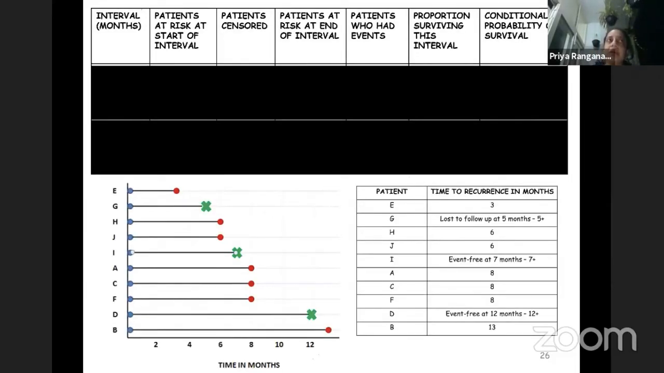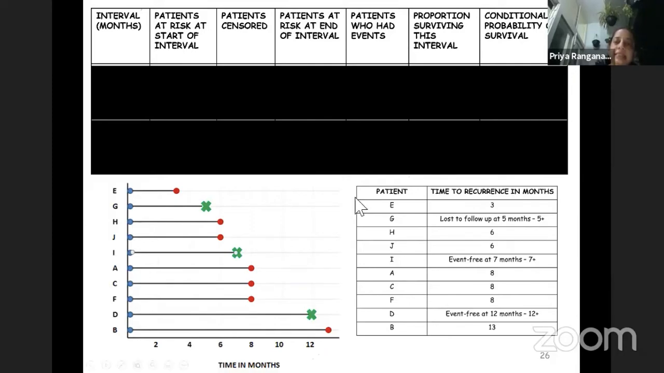Now we come to the important part, which is calculating the conditional probability. So we have the same graph over here, the table over here. You can follow whichever one you're more comfortable looking at. Now, when we do Kaplan-Meier survival, we don't use regular time intervals. So the graphical method doesn't divide time into equal units. What it does is, it calculates time intervals depending on when patients have had events.